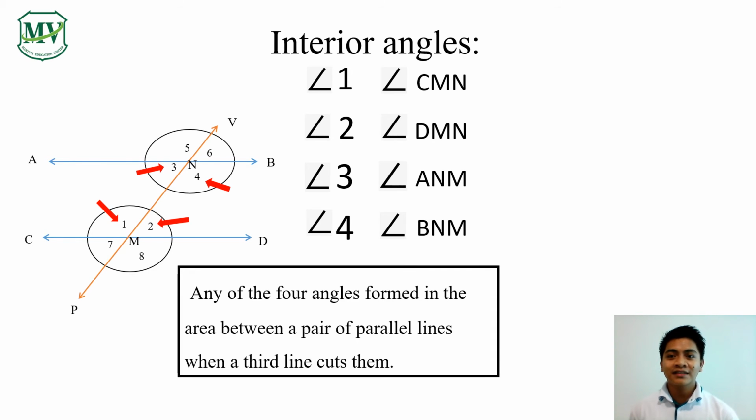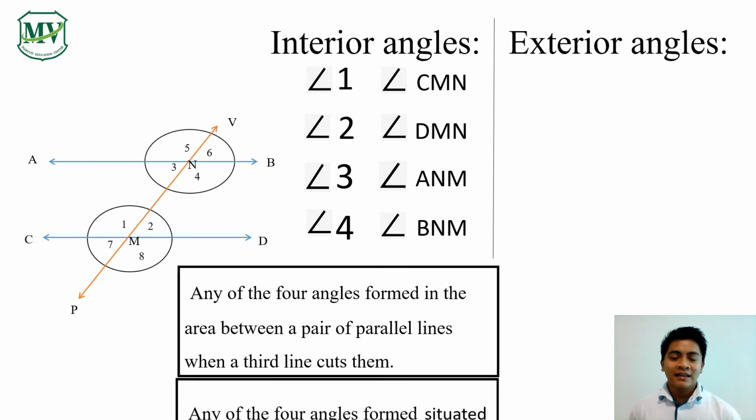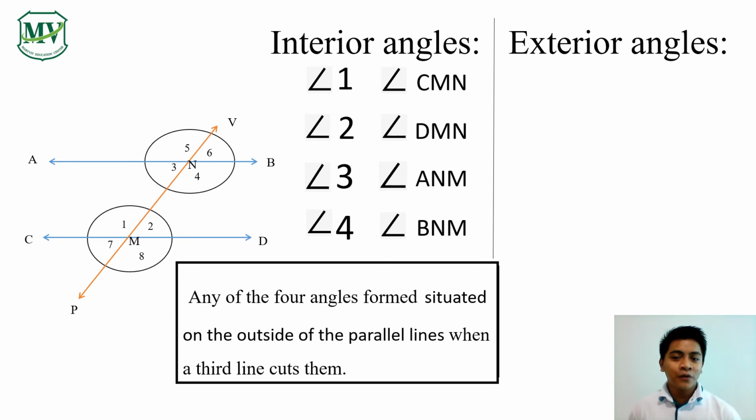Now, let's have exterior angles. Any of the four angles formed situated on the outside of the parallel lines when a third line cuts them is called exterior angle. Look at the picture. These are the exterior angles. Angle 5, angle 6, angle 7, and angle 8.